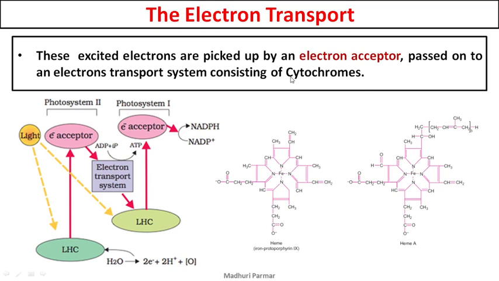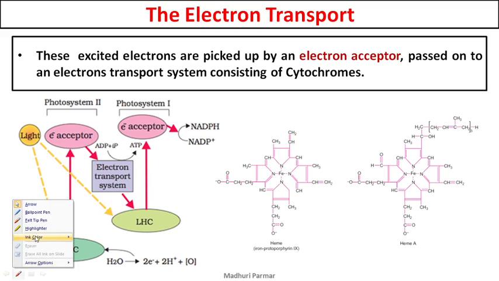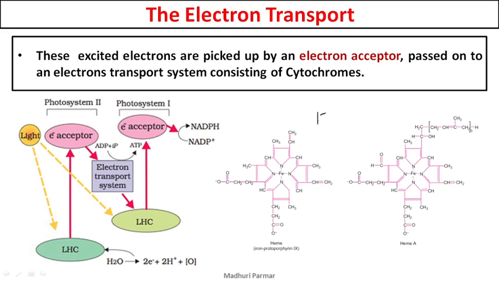These cytochromes take part in redox reaction. How do they take part in redox reaction? Because they have this iron, Fe. So this iron can go from Fe2 plus to Fe3 plus and Fe3 plus to Fe2 plus. So it has these two states. The Fe3 plus state will accept electron. Whenever there is electron which is transferred to it, it will accept an electron and it will become Fe2 plus.